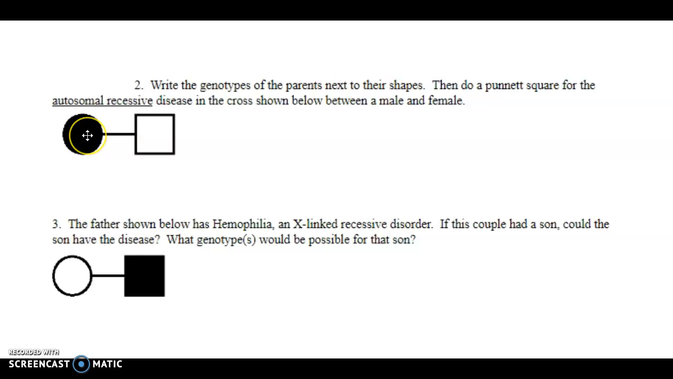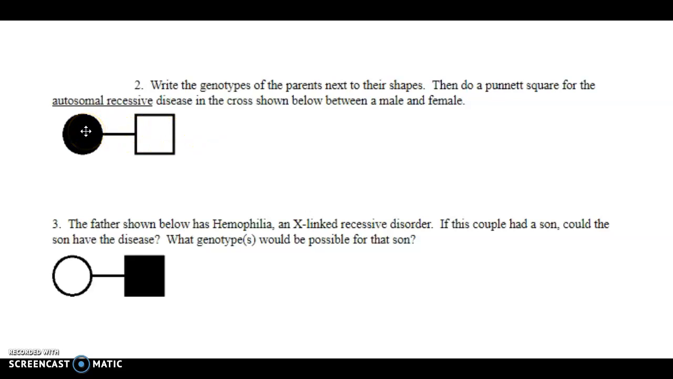Okay, so if it's recessive, she would have to be little letter, little letter. And this could be a test cross. We don't know for sure. Let's see, did it tell us? Parents of the shape, do the Punnett Square, autosomal recessive between this male and this female.